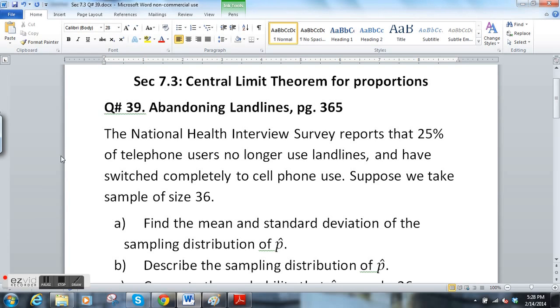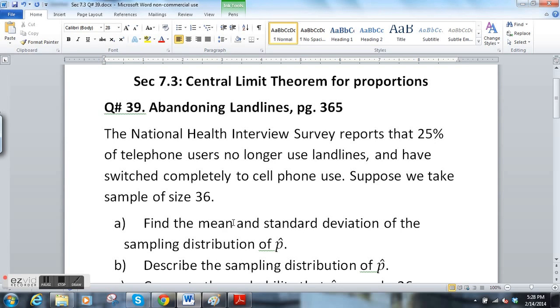Anyway, the National Health Interviews Survey reports that 25% of telephone users no longer use landlines. So 25% don't use landlines and have switched completely to cell phone use. Suppose we take a sample of size 36. This textbook is just a couple of years old now, so I'm guessing that number is much higher, the percentage of people that no longer use landlines.